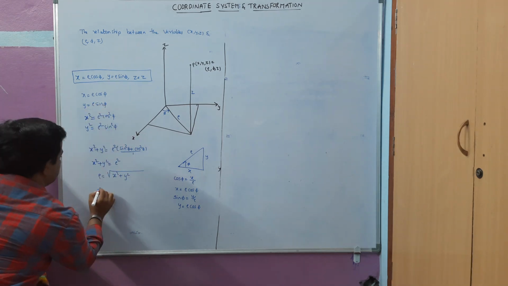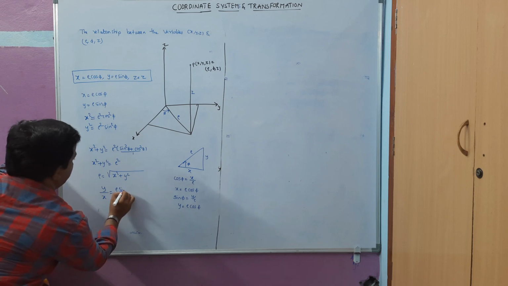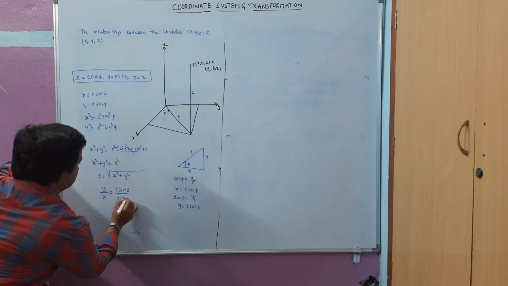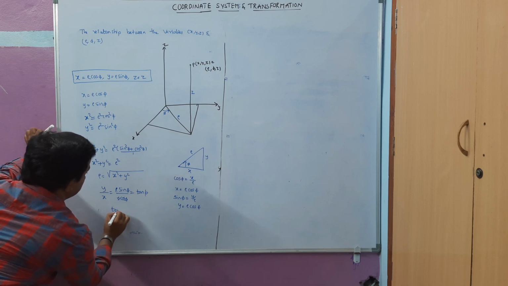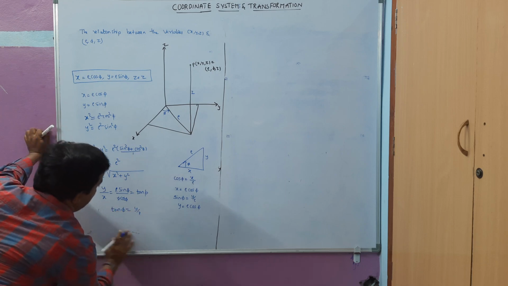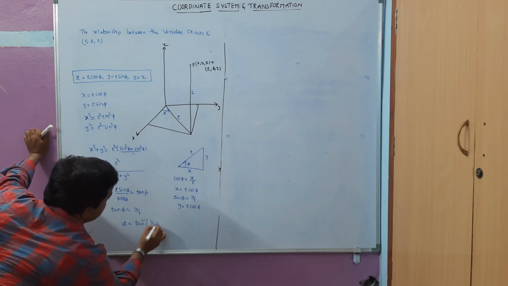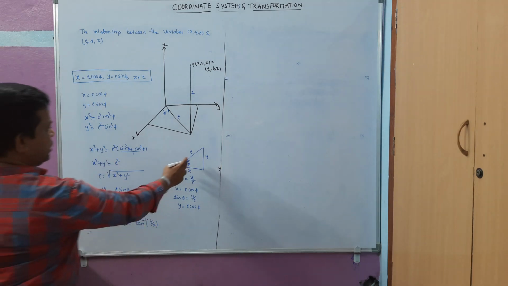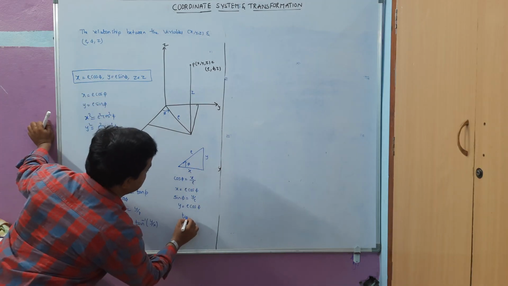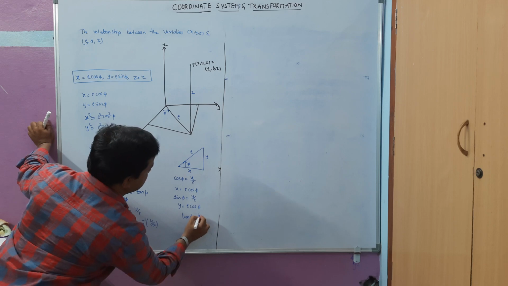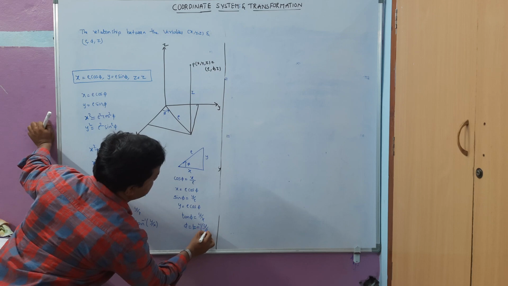If I divide y by x, y by x is equal to rho sin phi by rho cos phi, so it will be tan phi. Tan phi is equal to y by x, and I can write phi is equal to tan inverse of y by x. You can also get this from the triangle itself: tan phi is equal to y by x, and phi is equal to tan inverse of y by x.